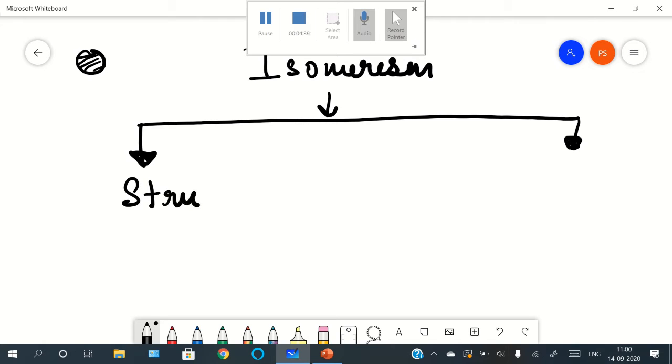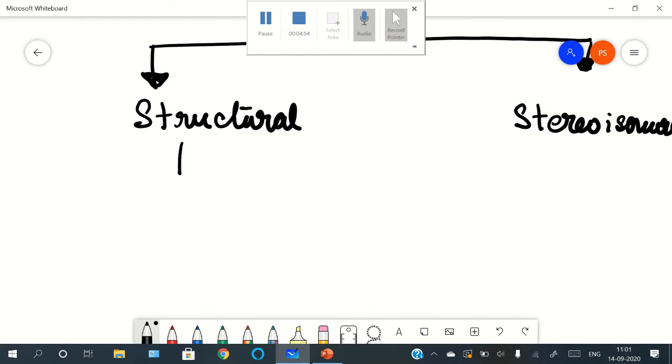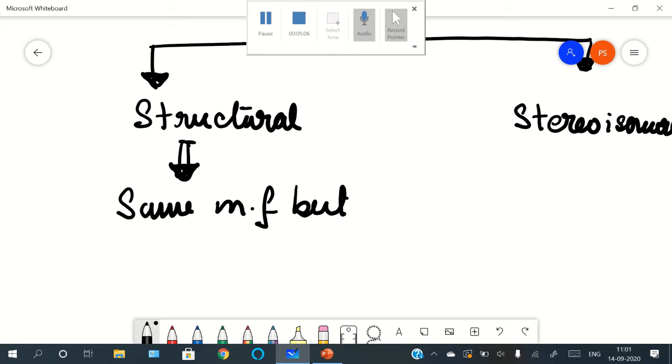Structural isomerism and stereoisomerism. Structural isomerism, by definition, you can say that same molecular formula but different structure.